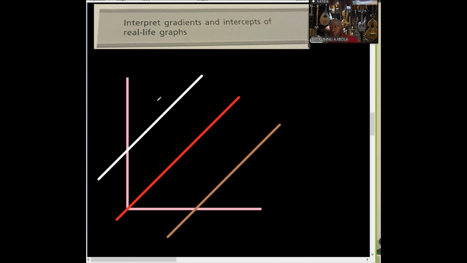So what we're trying to say is that there'll be a value for the vertical and there'll be another value for the horizontal. So the meaning of this graph will be determined by the units on the axis. So for example, we can have a graph that shows the cost of petrol.